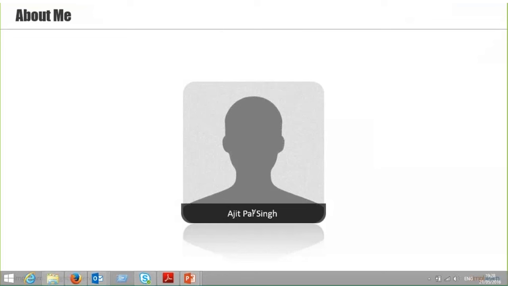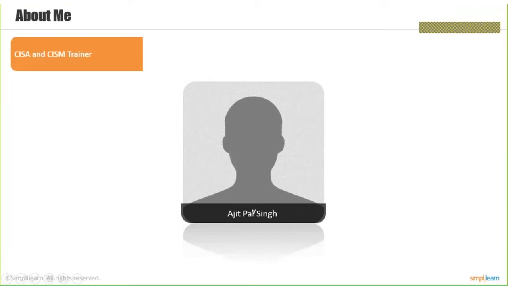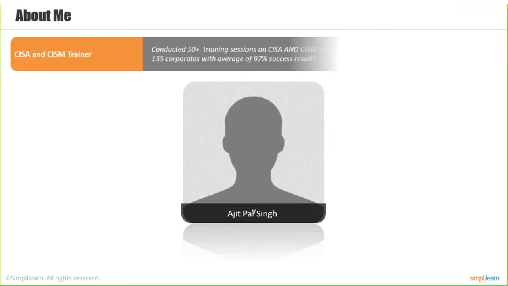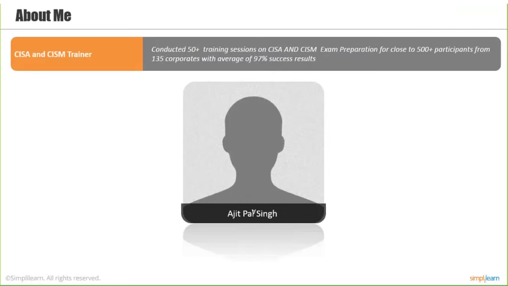My name is Ajit Pal Singh Rahul. I am your trainer for CISA. As far as my qualification is concerned, I am a CISA and CISM trainer. I take certification courses of Certified Information System Auditor and Certified Information System Manager. I have taken around 50 plus training sessions on CISA and CISM, and have given training to 500 plus participants from 125 corporates with an average of 97% success levels.